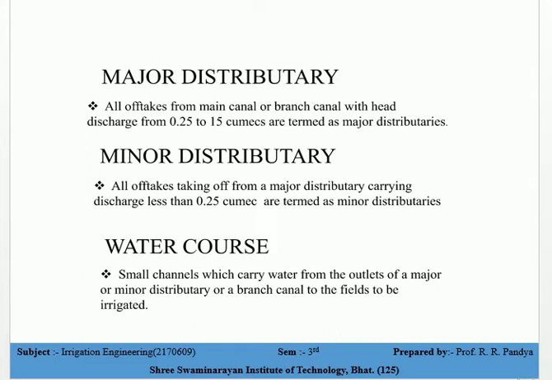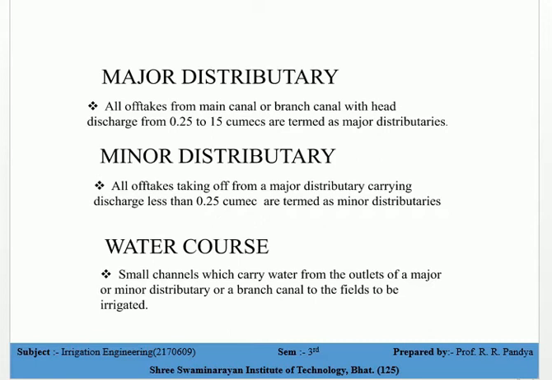Another term is a minor distributary. A minor distributary is all offtakes taking off from a major distributary carrying a discharge of less than 0.25 cumecs. Obviously it is directly connected to the major distributary.